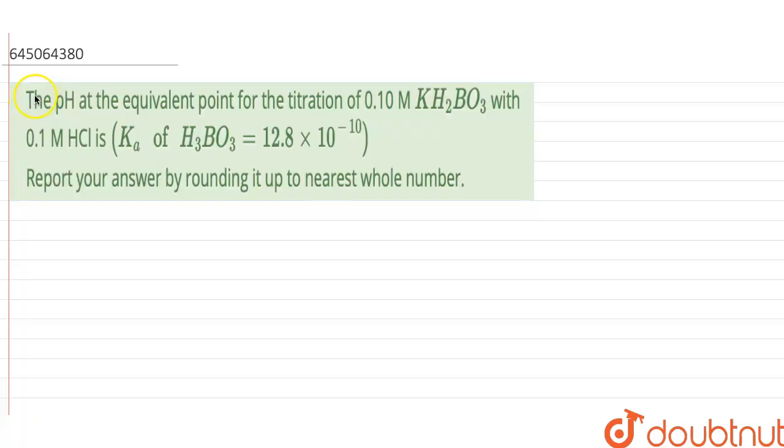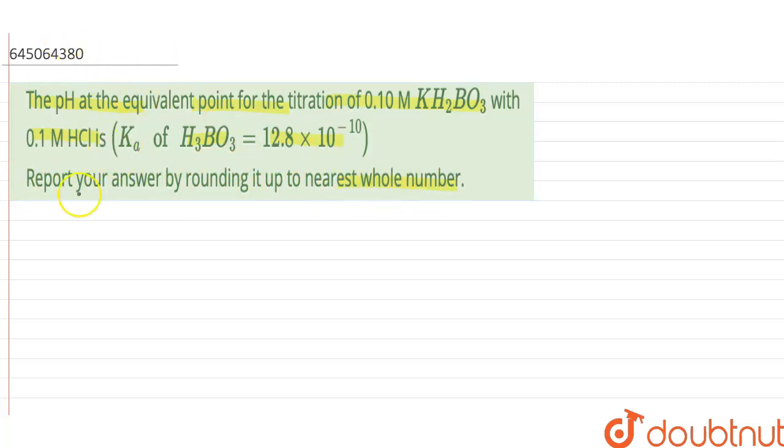Hello everyone. The question given to us is: the pH at equivalence point for the titration of 0.1 molar KH2BO3 with 0.1 molar HCl, where the Ka value for H3BO3 is given as 12.8 into 10 raised to minus 10. We have to report our answer by rounding it up to the nearest whole number. So we have to find the pH at equivalence point.